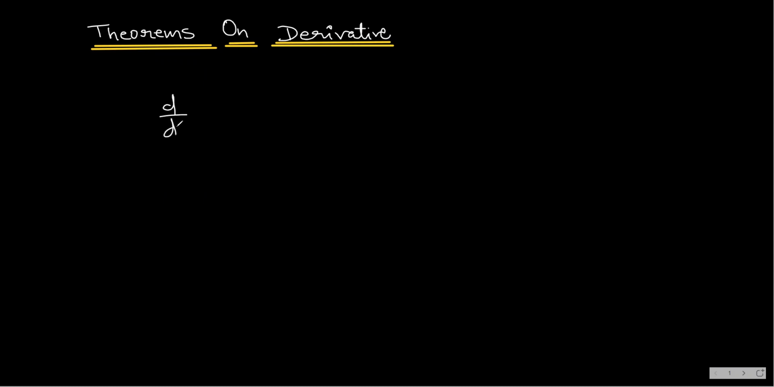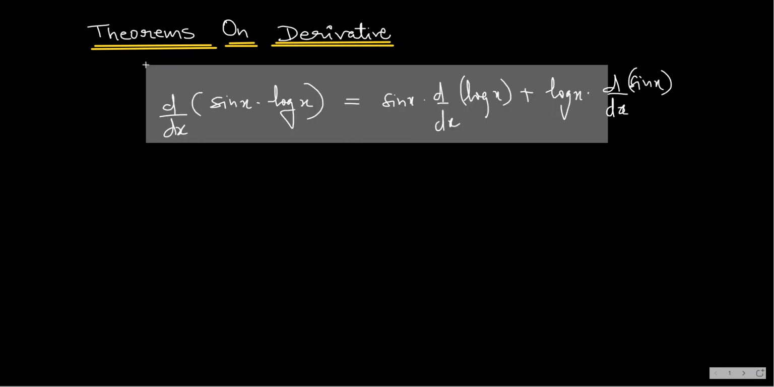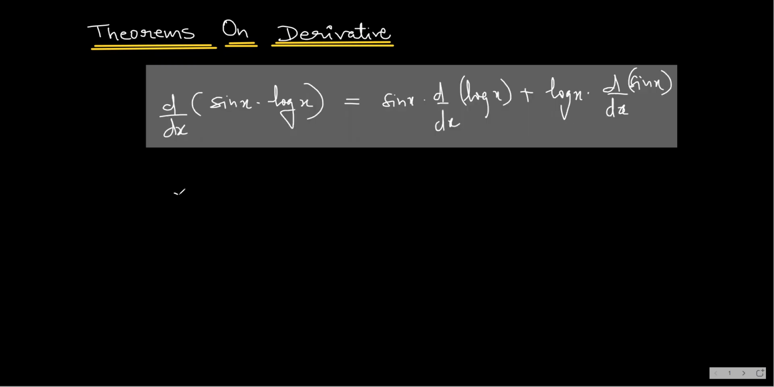like if we have d by dx of sine x into log x. What do you use? You use the product rule. You write sine x d by dx of log x plus log x d by dx of sine x. This is based on a theorem known as the derivative of the product of two functions: d by dx of u into v is u d by dx of v plus v d by dx of u. And this we have already proved in 11th standard.